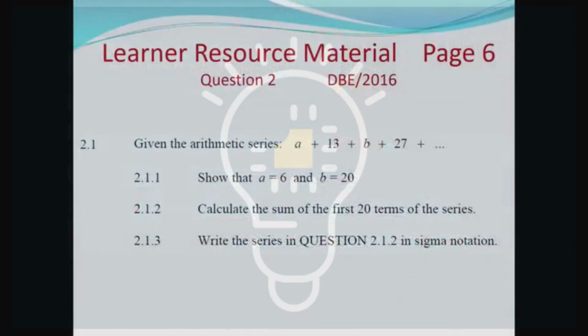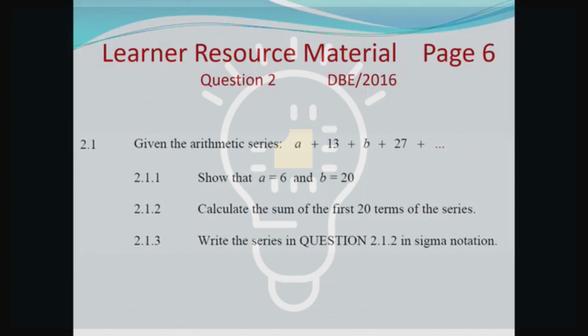So let's have a look at our resource material. On page 6, question 2 is drawn from the DBE paper, the Department of Basic Education, the 2016 exam. Question 2.1 said: given the arithmetic series a + 13 + b + 27 + ... And of course, it's an infinite series because there's no last term.